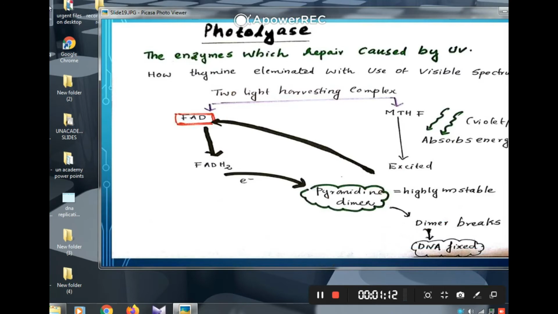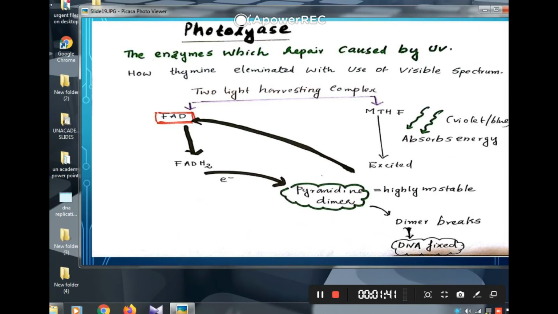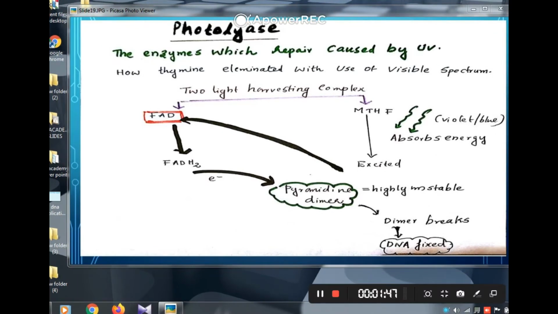This is the thymine dimer. The photolyase enzyme helps in photoreactivation. It repairs damage caused by UV rays. How is this thymine dimer eliminated with the use of the visible spectrum? Photolyase has two light harvesting complexes: one is FAD and the other is MTHF.